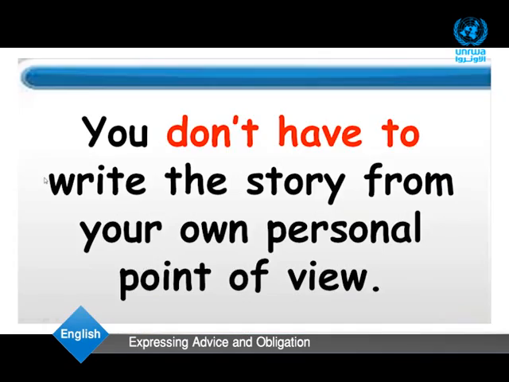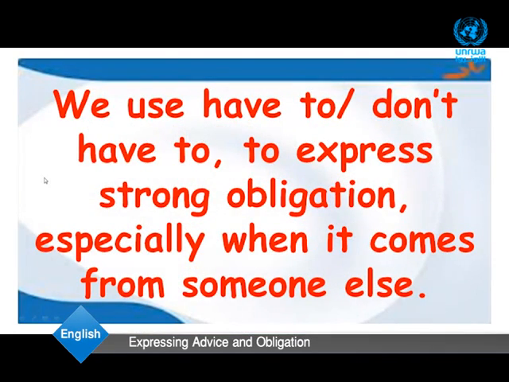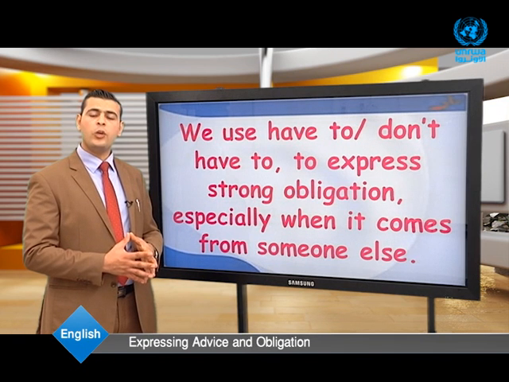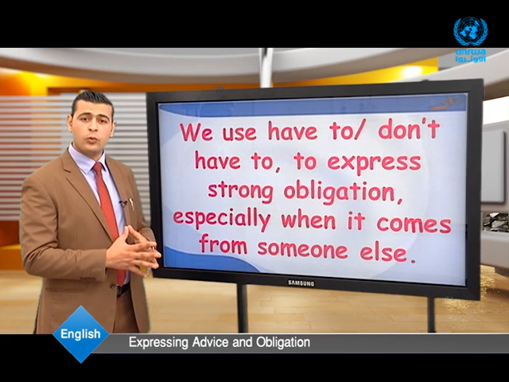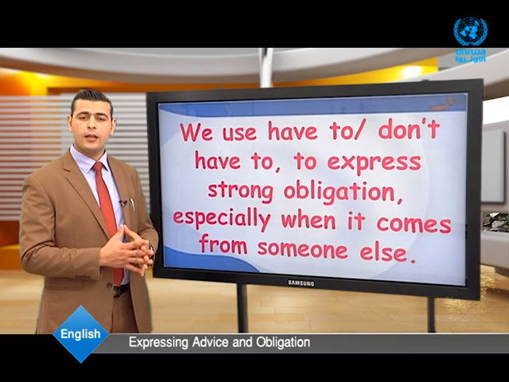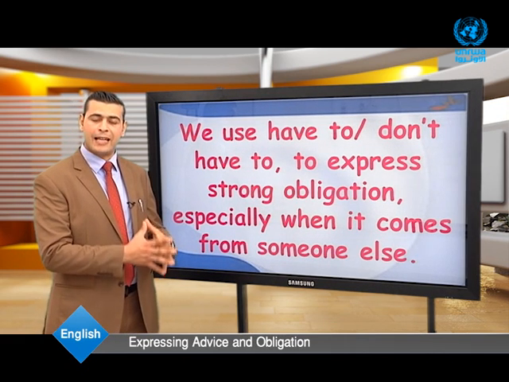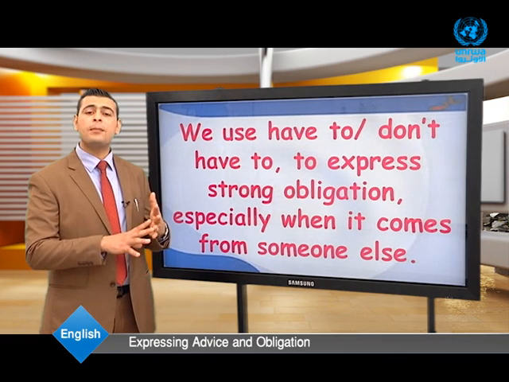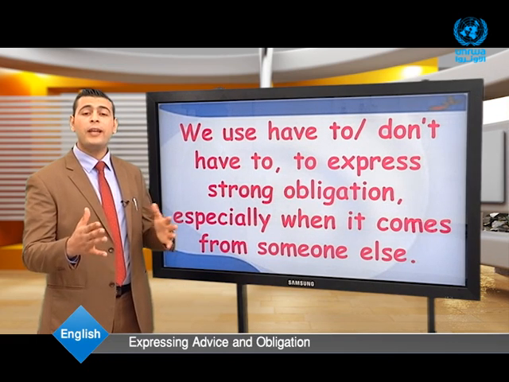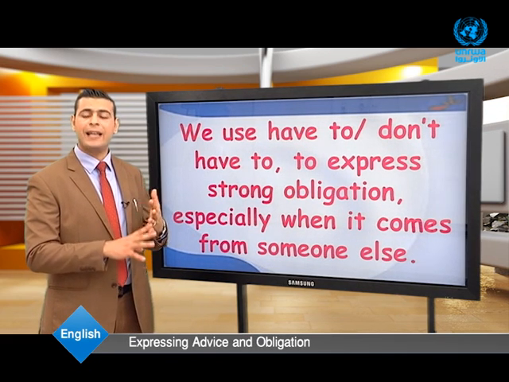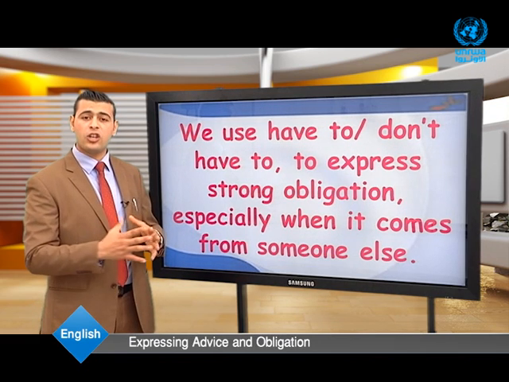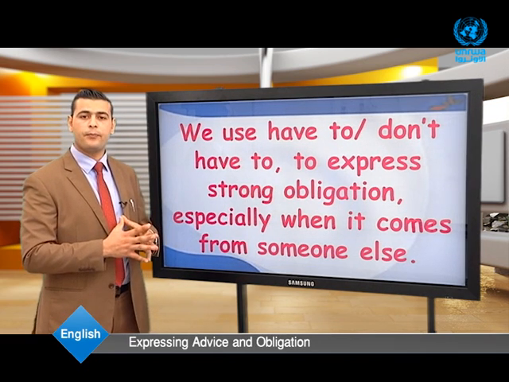Let's go ahead to conclude the use of have to and don't have to. We use have to or don't have to express a strong obligation, especially when it comes from someone else. Dear students, when we talked about must and mustn't, we said that must and mustn't express a strong obligation when it comes from you, from the speaker himself. But here, we use have to and don't have to express a strong obligation when it comes from somebody else.